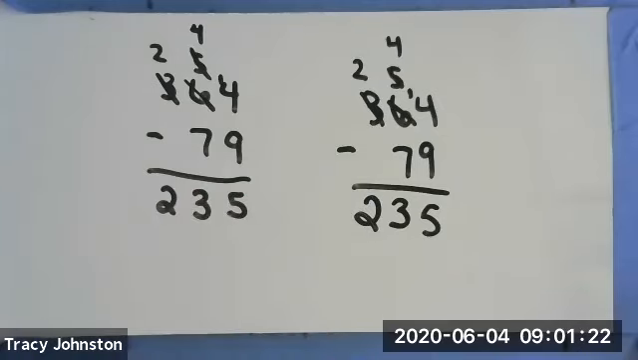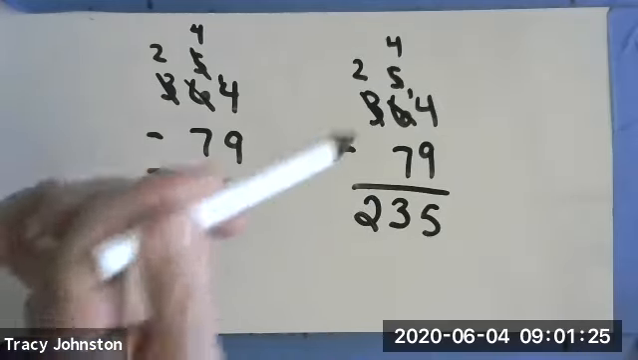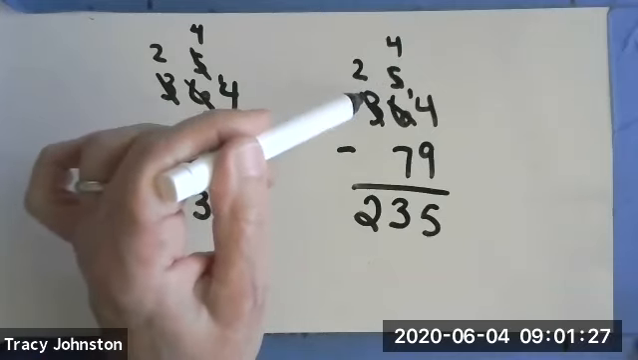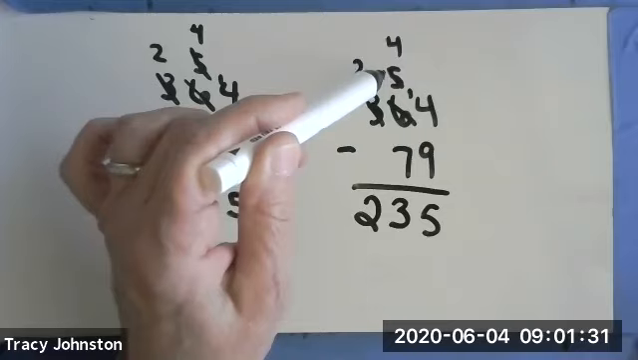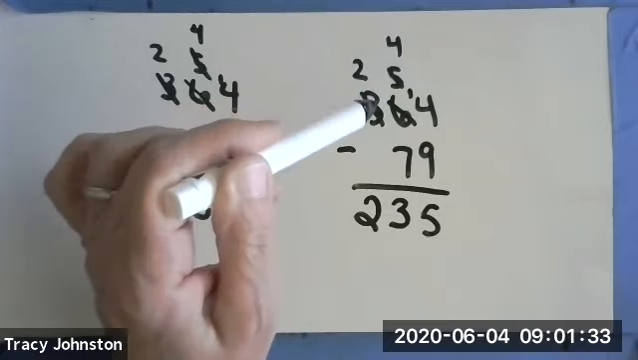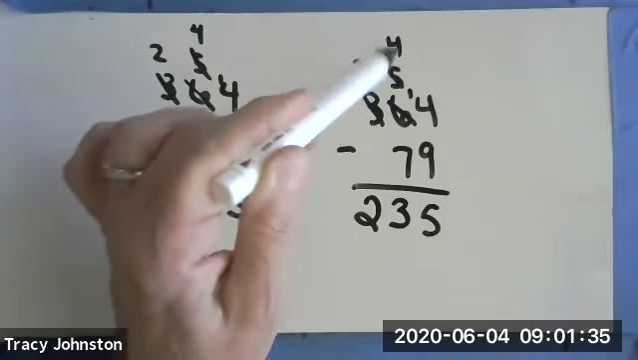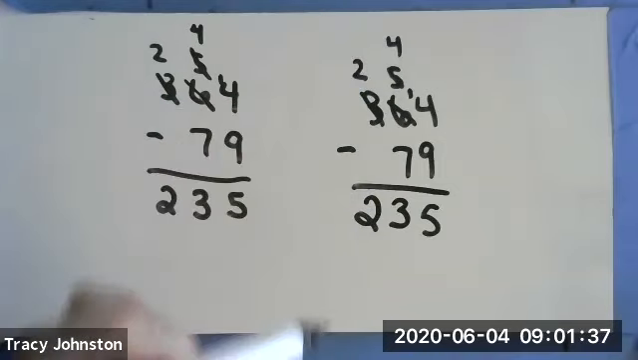So 235. So they made 2 mistakes. One was borrowing from the 3 and not giving it as 10 tens to the 5, but just reducing the 5 again. And the other was subtracting the 4 from the 7 instead of the 7 from the 4.